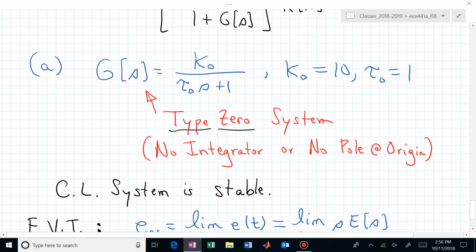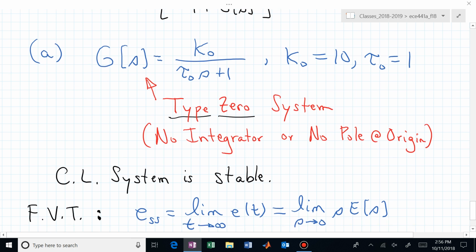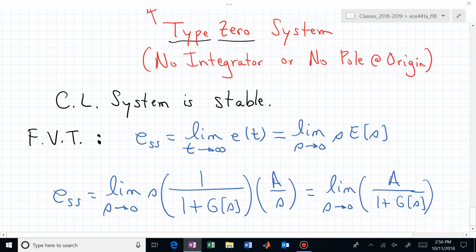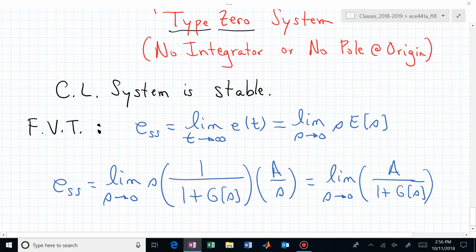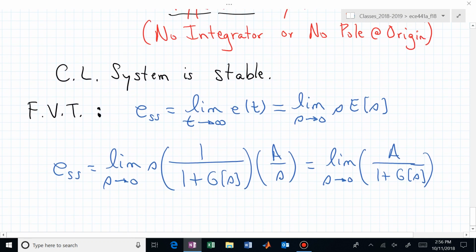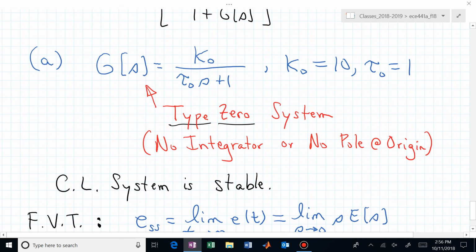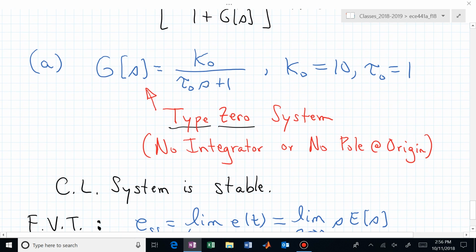Now, for this combination of gain and time constant, our closed loop system is stable, so we can apply the final value theorem. You would have to check that, but I've already done that, so I'm going to avoid that step. And now what I want to do is examine the steady state error for this particular combination of gain, k sub 0, and time constant tau sub 0.